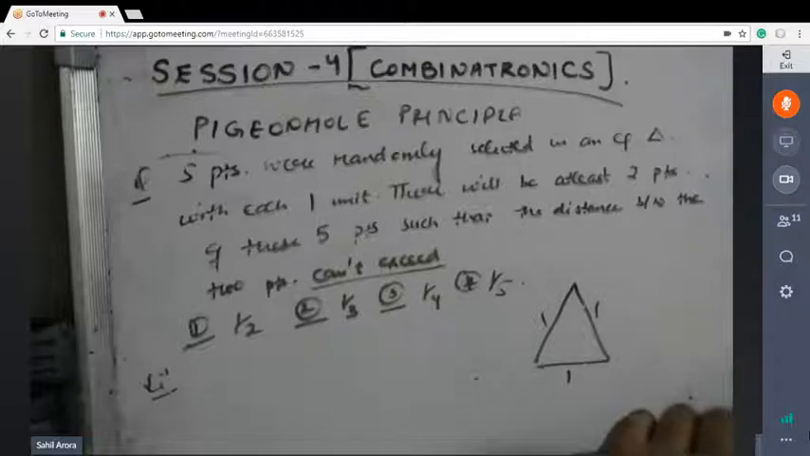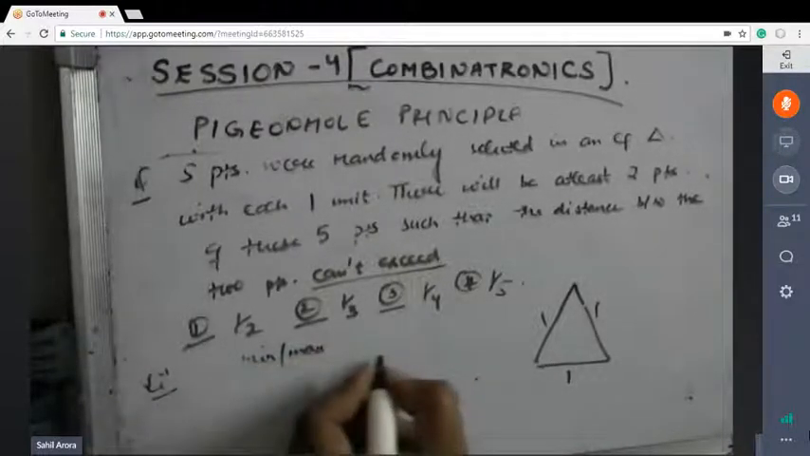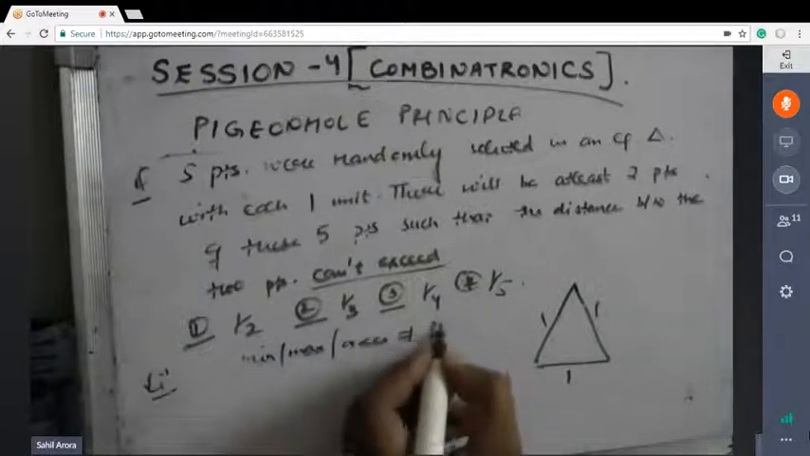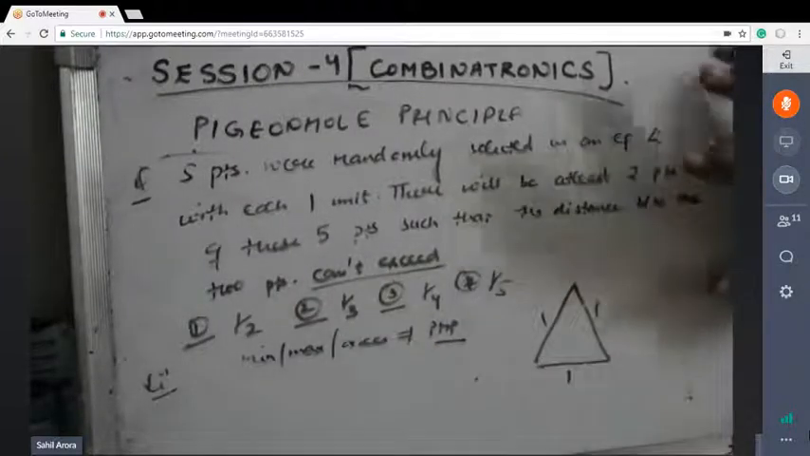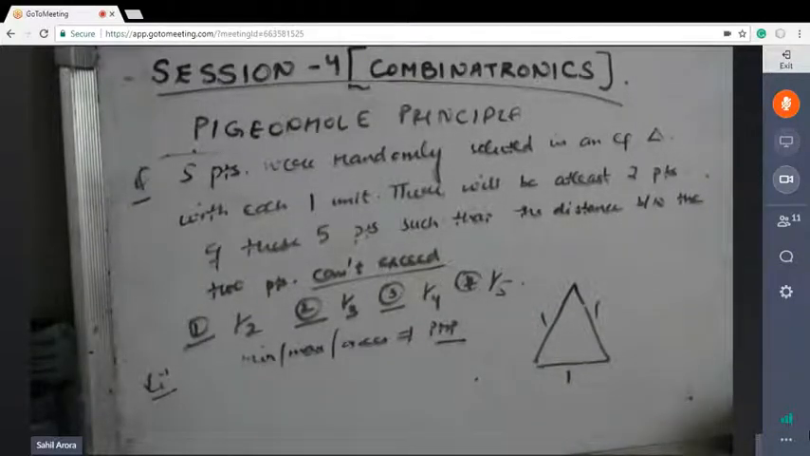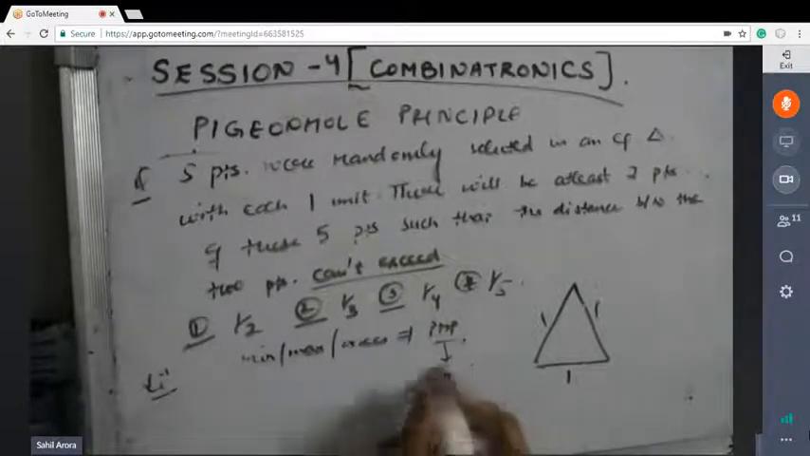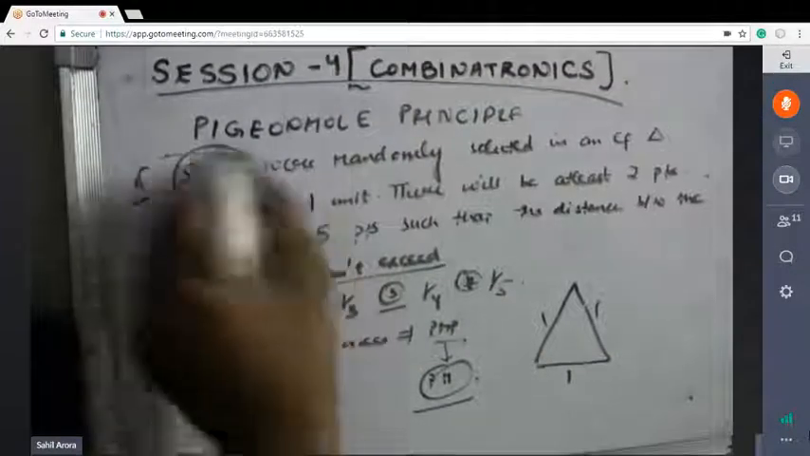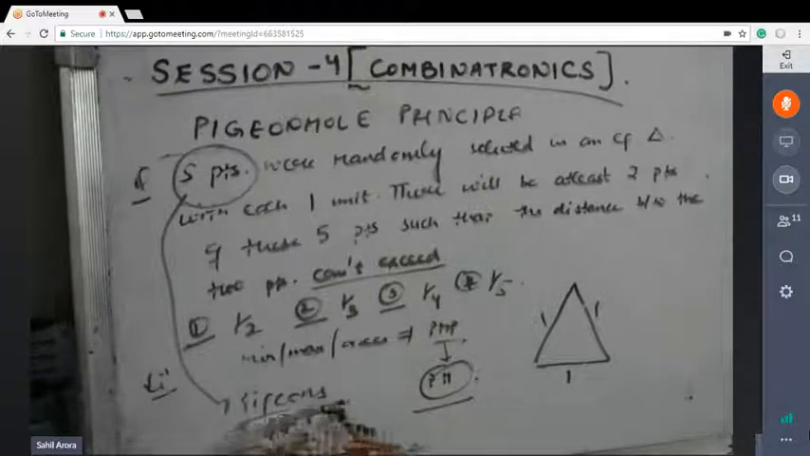I told you, whenever we find the word like minimum, maximum, or indirectly they say exceed, then it simply means we need to apply PHP, the pigeonhole principle. So it will give me the clear idea that we need to apply the pigeonhole principle. Now in order to apply the pigeonhole principle, we need to have the pigeonholes, right? Pigeonhole must be there. So according to me, these 5 points are nothing but the pigeons.